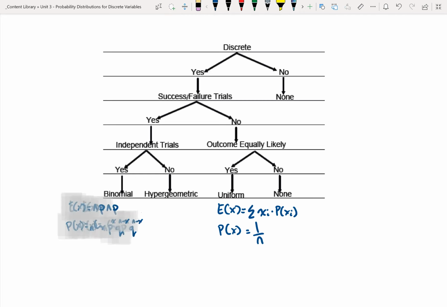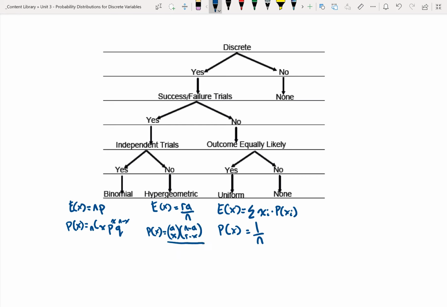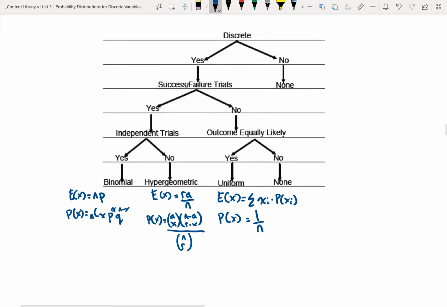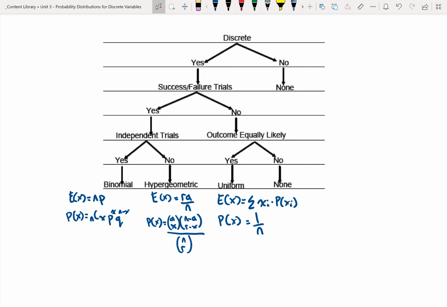Finally, if it's hypergeometric distribution, that means that there are no independent trials. The trials depend on each other. So that means we're dealing with the formulas for expected value of R times A over N. And for the probability, it was A choose x times N minus A choose R minus x, all over N choose R. So again, just a flowchart to help us try to figure out which formulas to use.